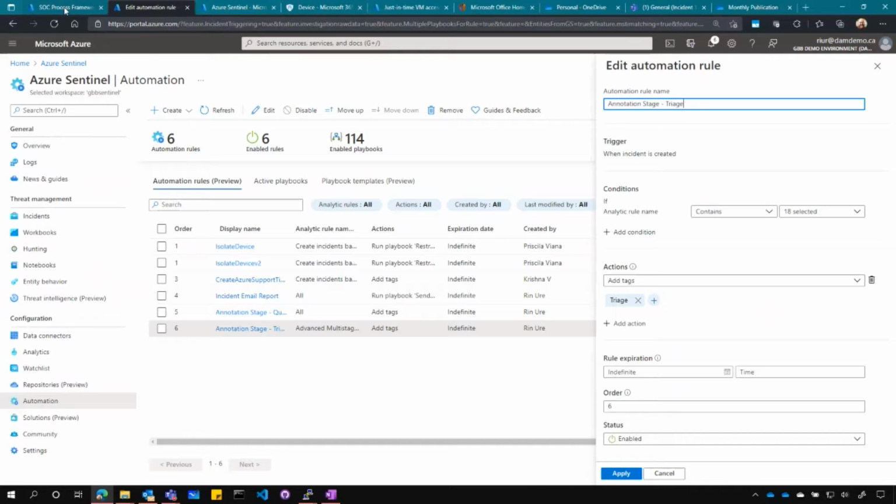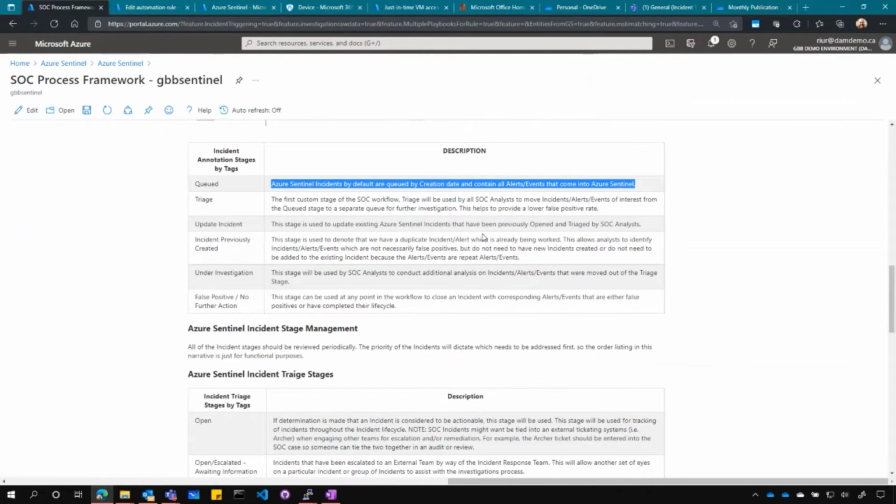All right. Let's go back to the SOC Process Framework. So you're seeing now how the staging works, and how we're applying that staging. We're going to get into it a lot more granularly, a lot deeper, as we continue to talk about it. But now I want to pivot back to each of these so that you get a feel for what these stages are.